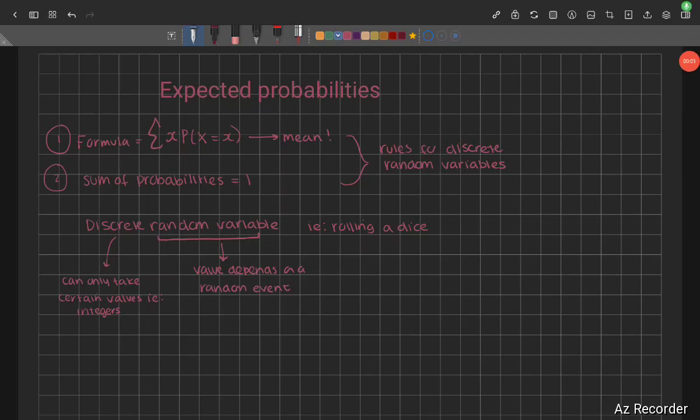This is video 2 in the Further Statistics video series. In this video, we'll be looking at expected probabilities in more detail. We'll be going through some more complex examples, carrying on from video 1.